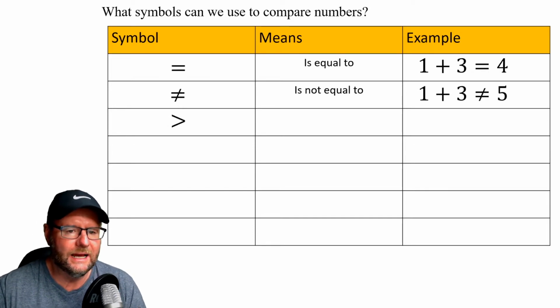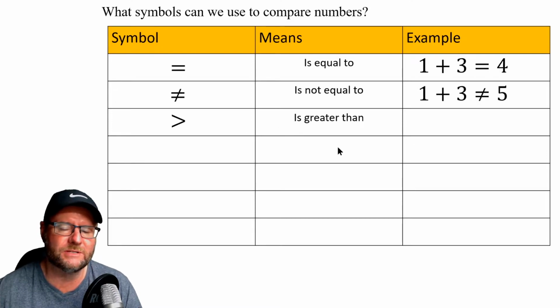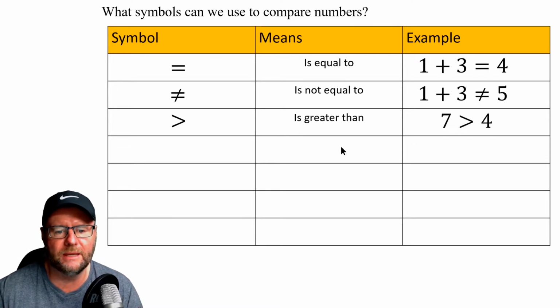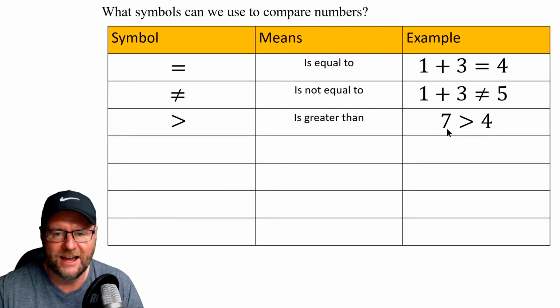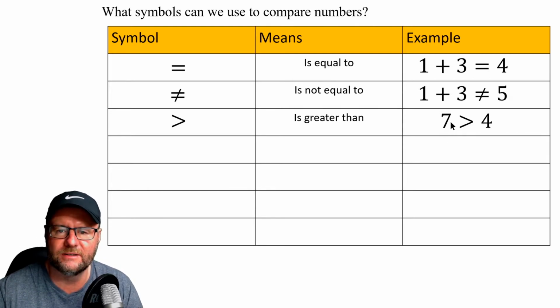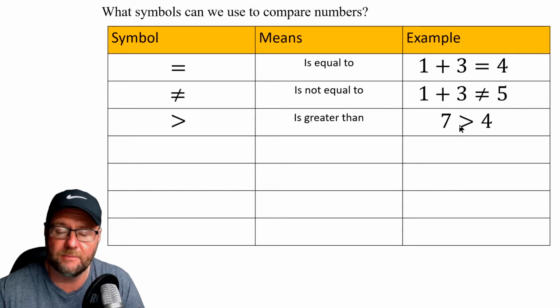And this one, if you have a look on the left hand side of this, you've got the bigger gap, and then on the right hand side you've got the small point. So we use that to represent is greater than, and the bigger number goes where the big gap is. The smaller number goes at the small end, is the way some people like to remember it. So if I have a look at this, I can see quite clearly that the value of 7 is greater than 4.